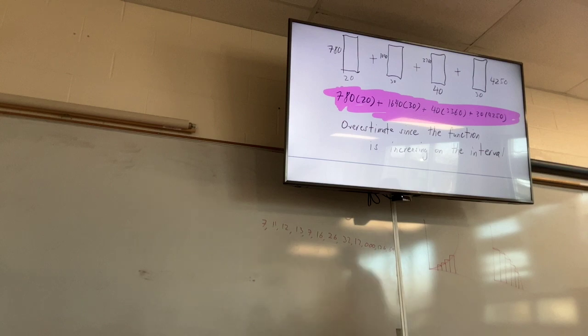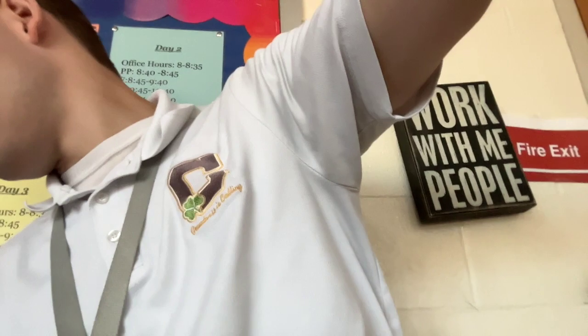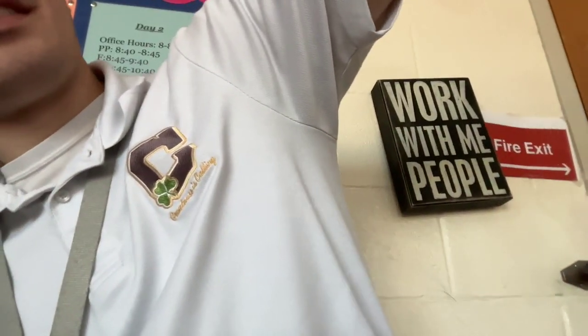Wait, that's not the opposite. Because that one's decreasing, but the right Riemann sum's an under. That's a right Riemann sum. The right corner is touching. Looking at the chart, yeah, the right corner is touching. Wait, which one's right and which one's left? They're both right Riemann sums. Look, the top right corner is touching the graph.